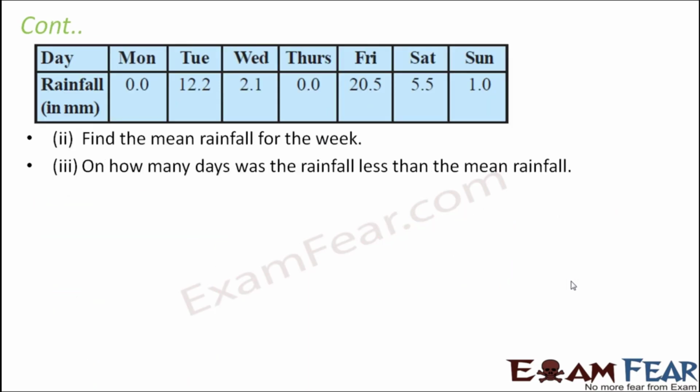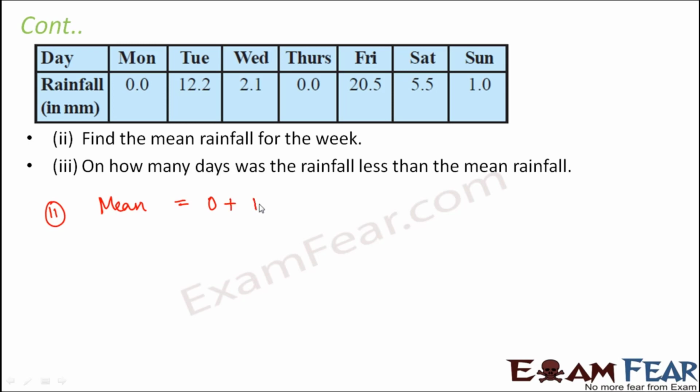Now find the mean rainfall for the week. Now when you have to find the mean rainfall, what do you do? In order to find the mean, we find the sum of the data divided by the number of days for which the data is given. So let us find the sum.